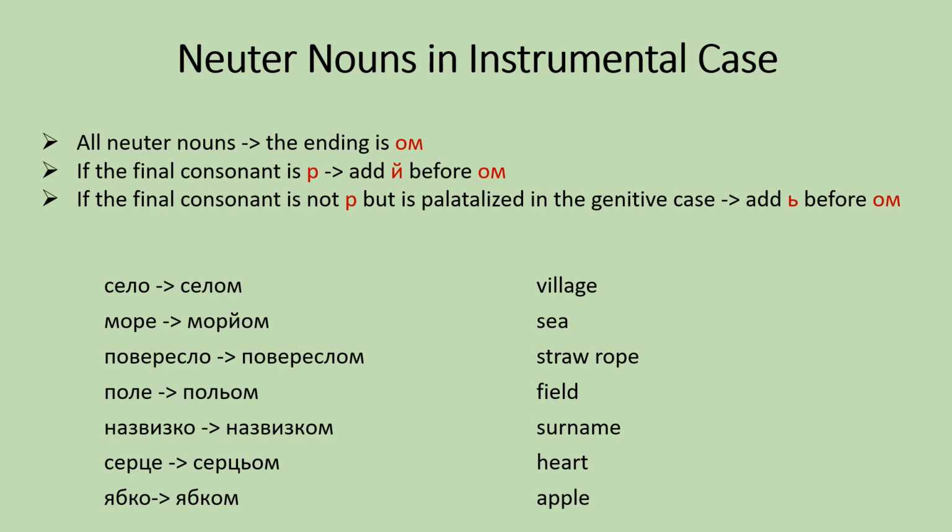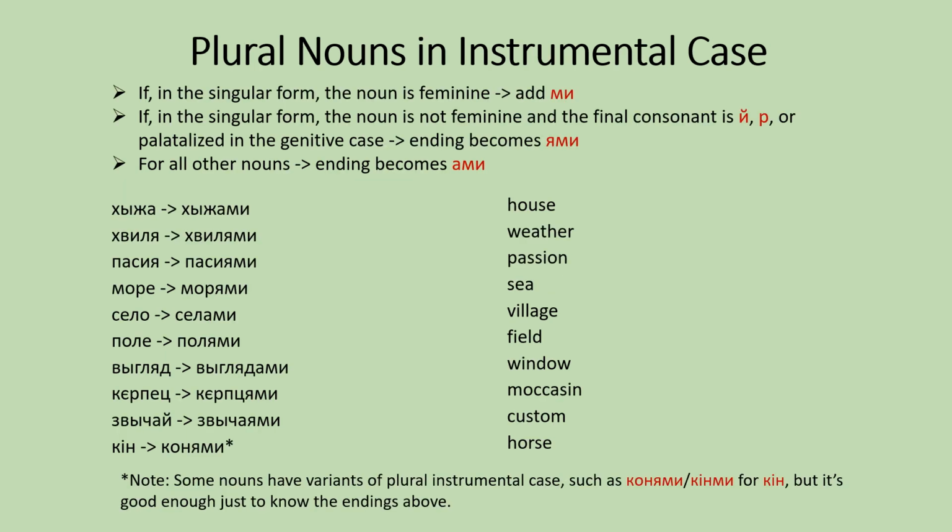Nazvisko, meaning surname, becomes nazviskom. Serce, meaning heart, becomes sercjom. Jabko, meaning apple, becomes jabkom. Plural nouns in the instrumental case.